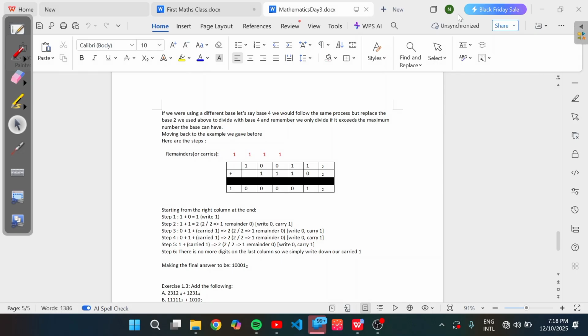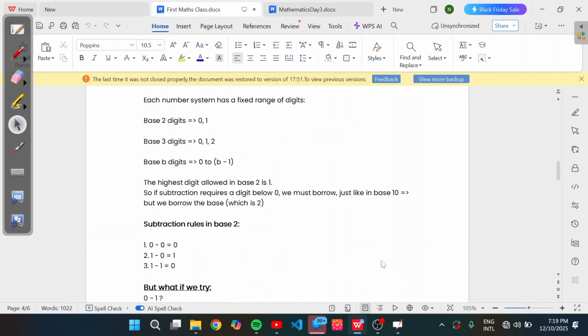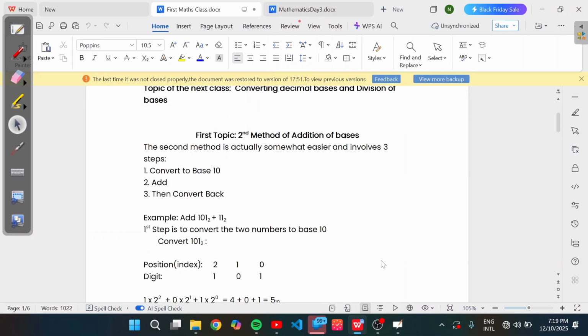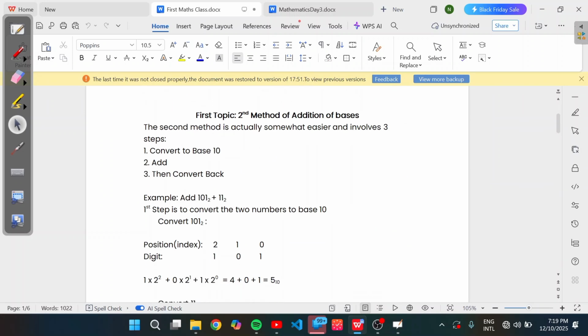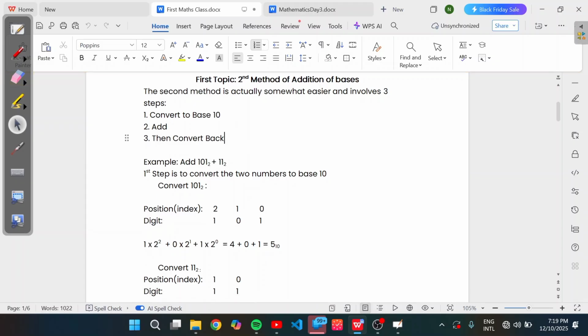So now we're going to move on to the second method of adding bases. And that method is very simple. It follows these 3 steps. You first convert to base 10, then you add, and then you convert back again. So you add 101 base 2 plus 1 base 2. You don't say 11, you say 1 base 2.